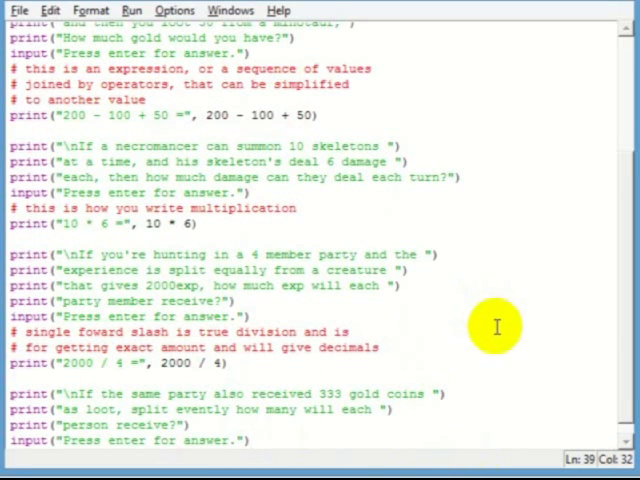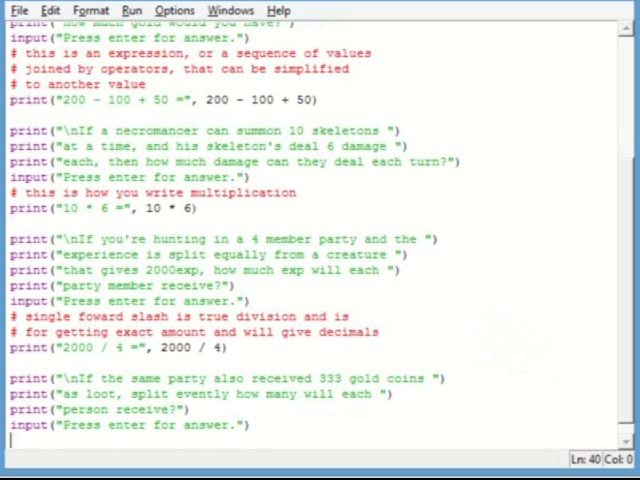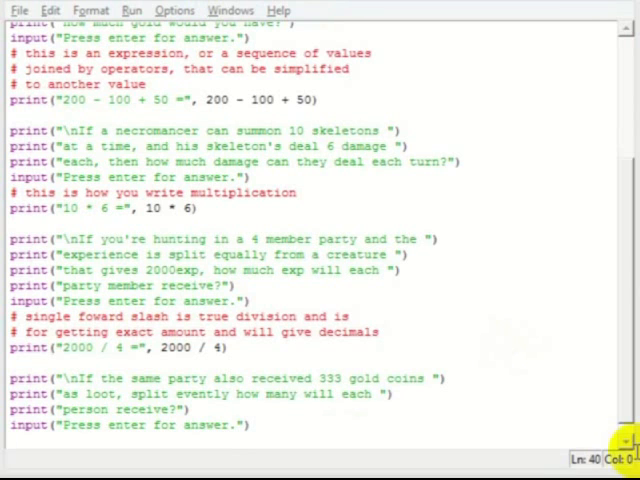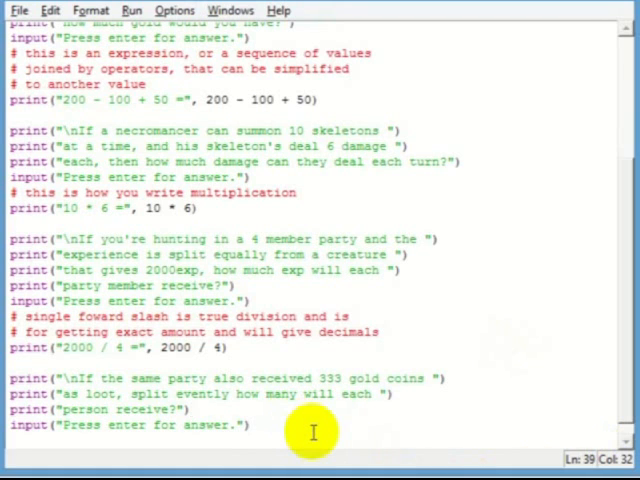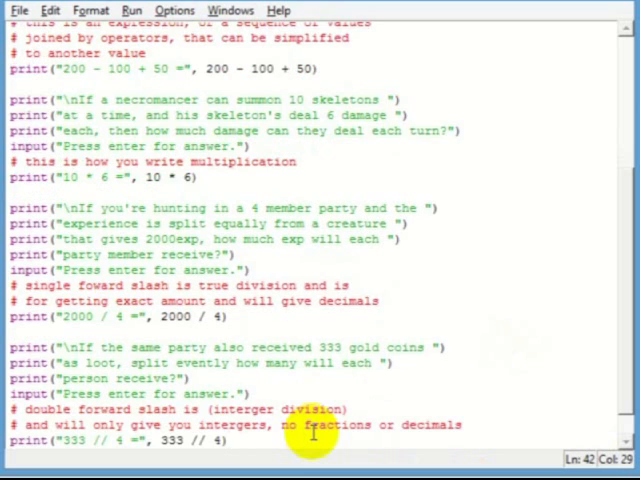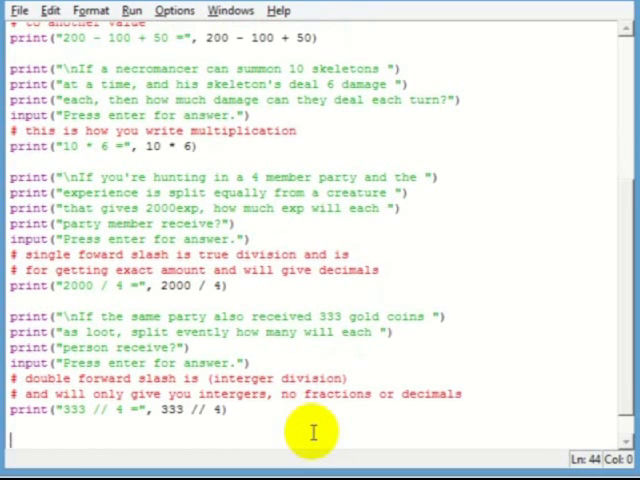Okay, if the same party also received 303 gold coins as loot, split evenly, how much will each person receive? Well, how you do this is with the double slash, or double forward slash, or integer division. And the integer division will not give you any fractions or any decimals. It's only going to tell you the whole number that each person receives, and it's just going to disregard the remainder. It does not care about the remainder. It just disregards it and tells you all the whole numbers.